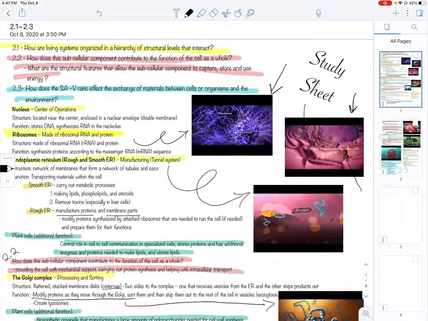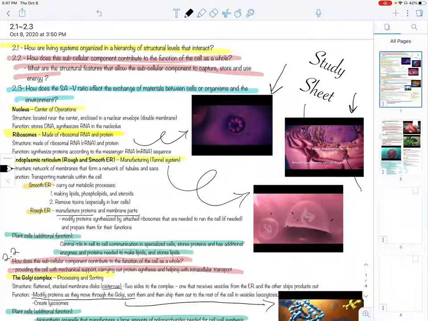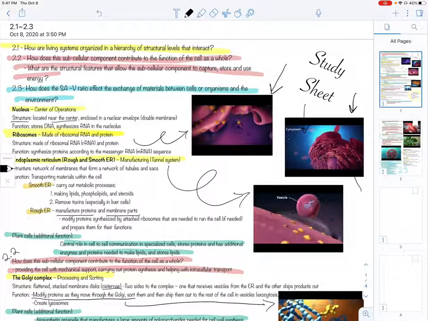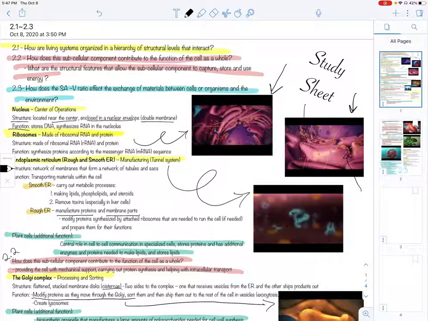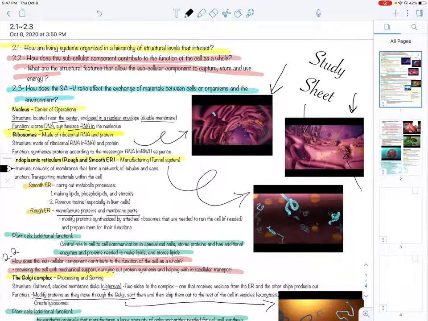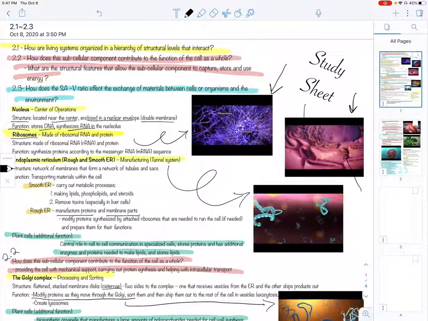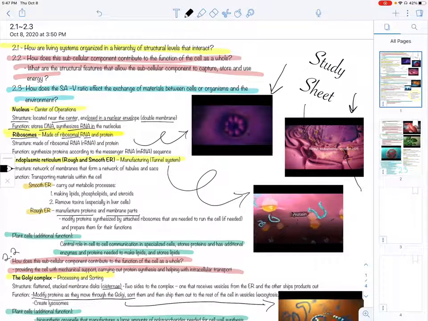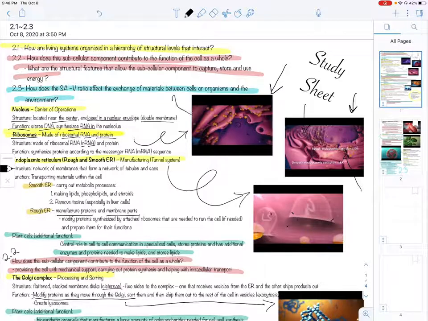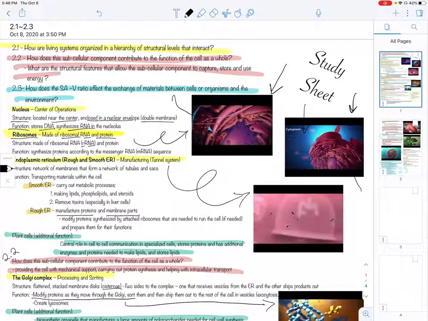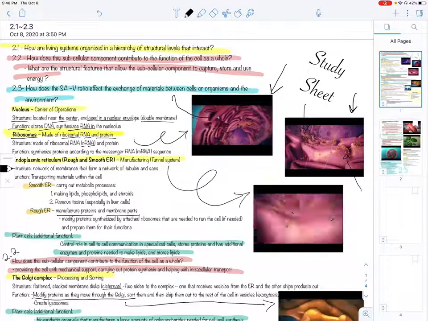That's your 2.3. So quick summary, your nucleus, this is your center of operations. The structure of your nucleus, it's located near the center. It's enclosed in a nuclear envelope. It has that double membrane. The function of our nucleus is to store DNA and synthesize RNA in the nucleolus. Now, your ribosomes are made of ribosomal RNA, so that's your rRNA, and protein. So as you can see right here, your nucleolus is creating those ribosomes and sending them out.